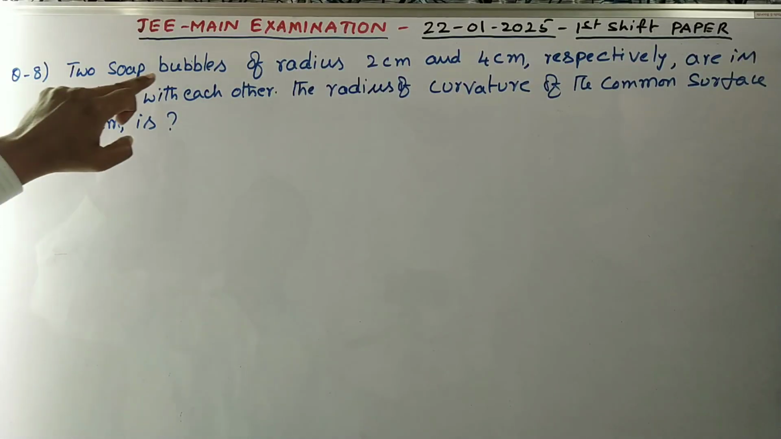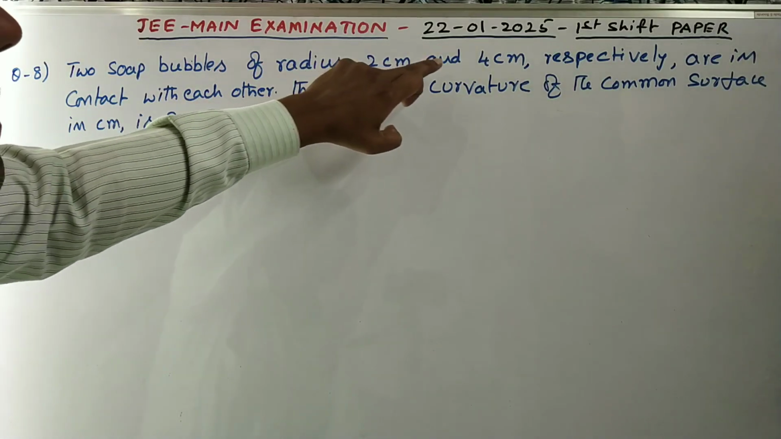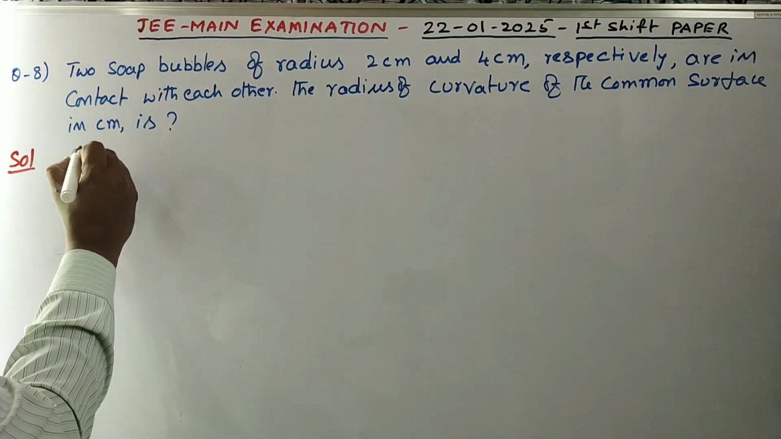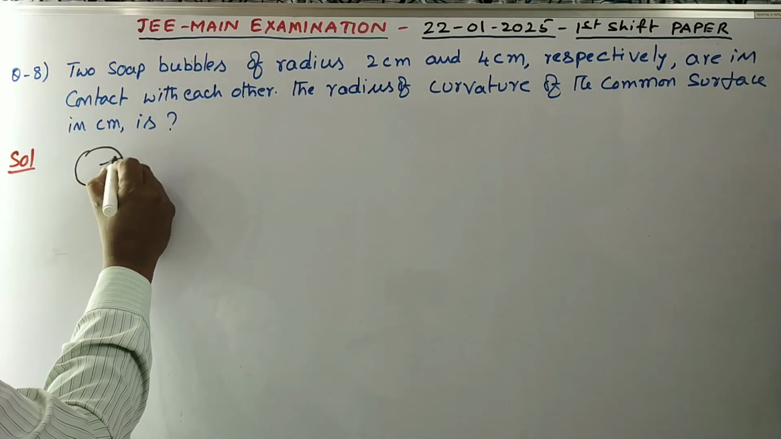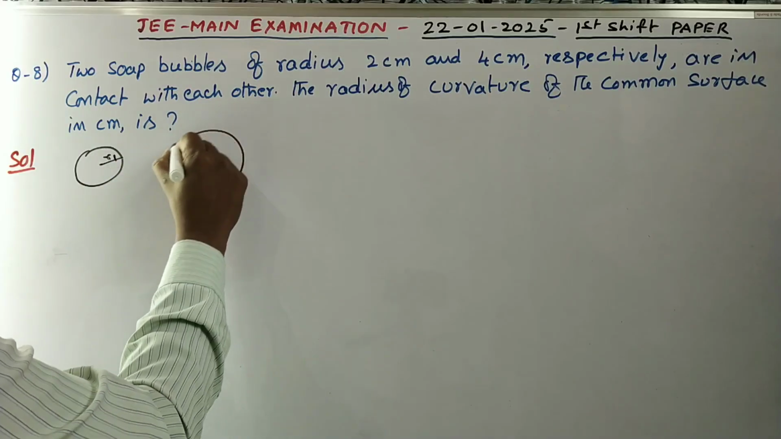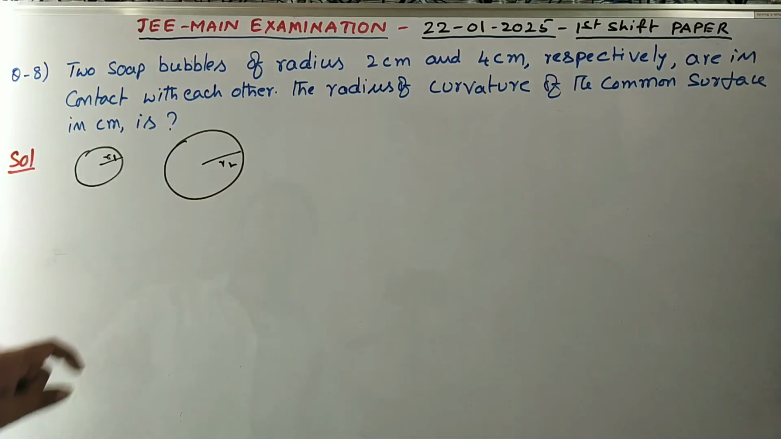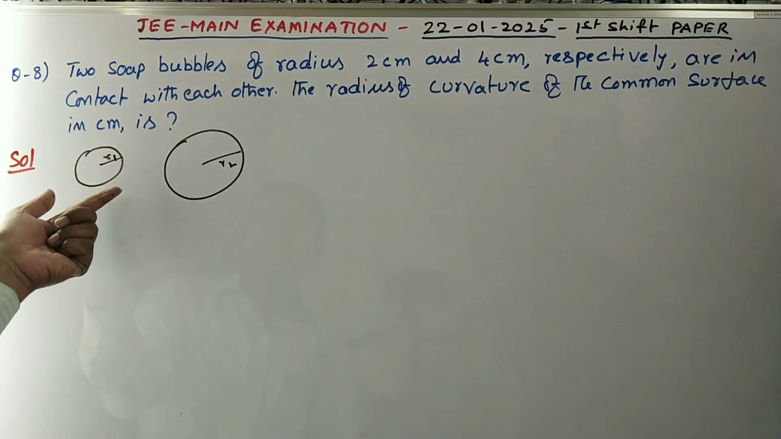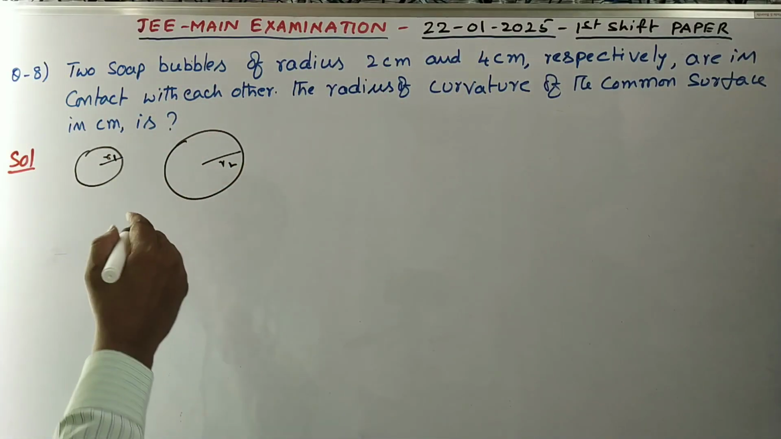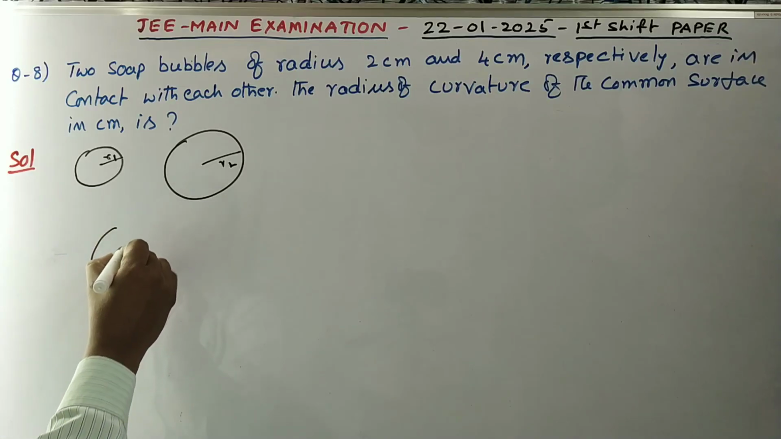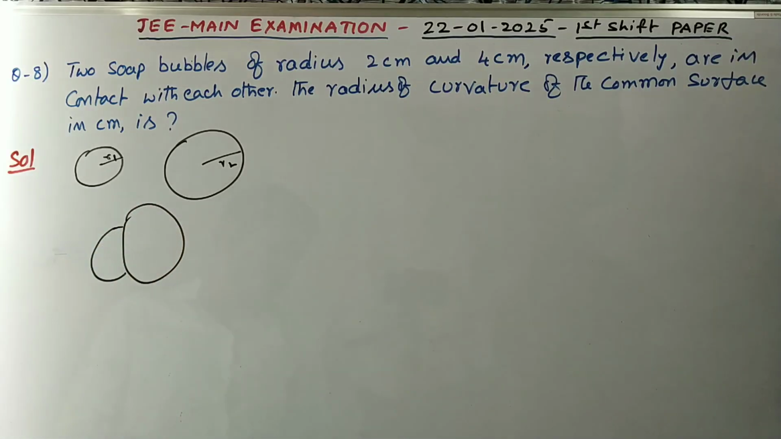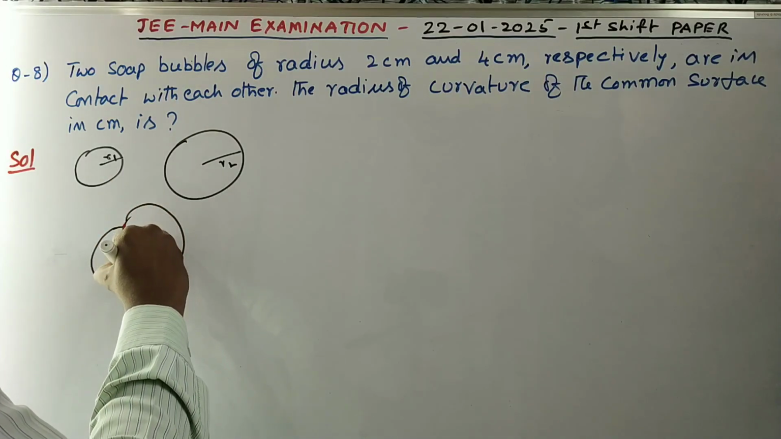The eighth question. Two soap bubbles of radius 2 cm and 4 cm respectively are in contact with each other. That means there are two soap bubbles. Its radius is R1. This is the second soap bubble. Its radius is R2, which is 4. That means the first one is smaller, the second one is bigger. These two are in contact. Suppose this is the small soap bubble in contact with the big soap bubble. This is the area supposed to be in contact.